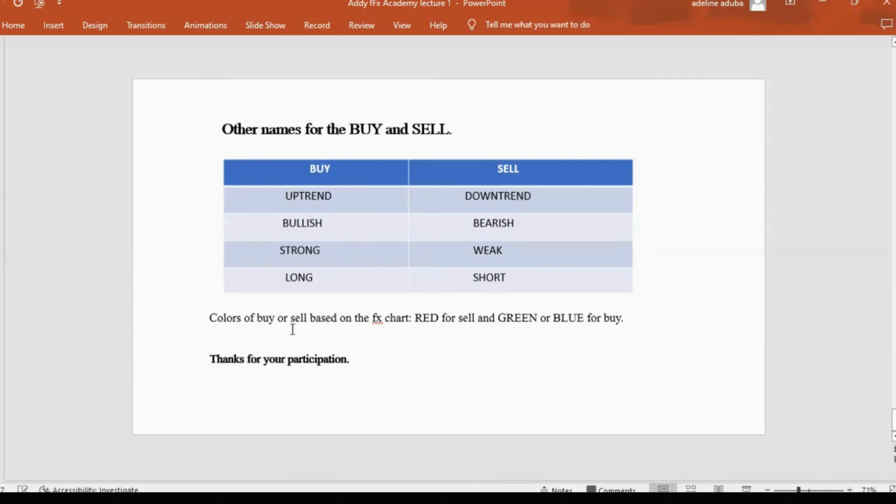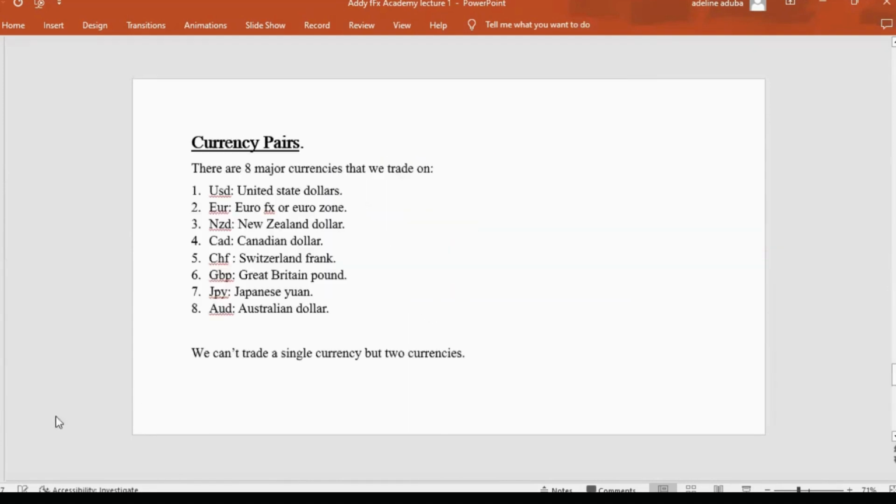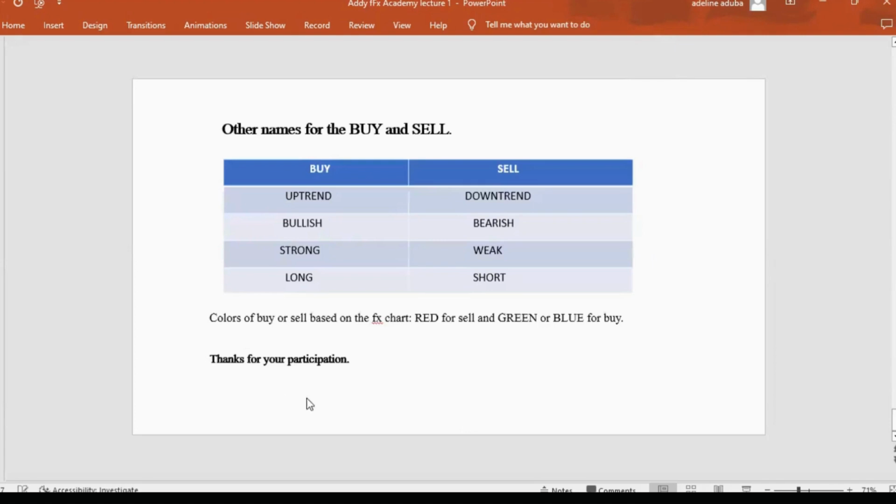And the colors of the buys and sells on the FX chart: when you see red candles, that red candle is a sell candle. It means the market wants to sell. It's a sell candle you're actually seeing there. When you see green or blue, some charts use blue on their FX chart, a blue candle also means a bullish candle or buy candle. And on some charts you see a green candle.